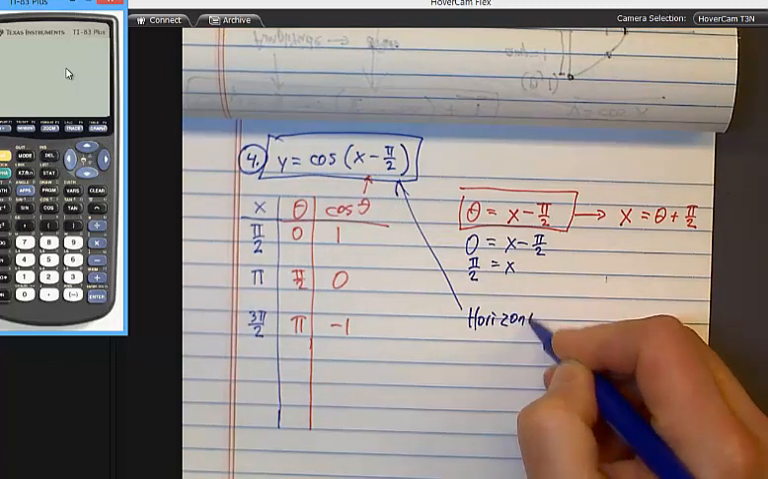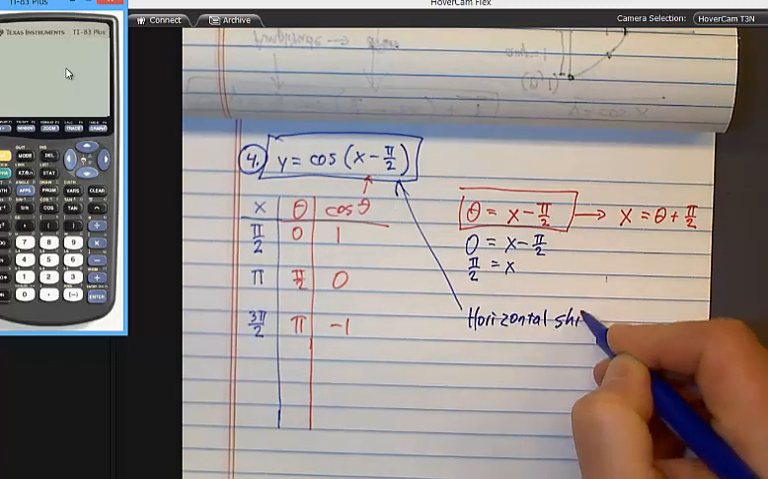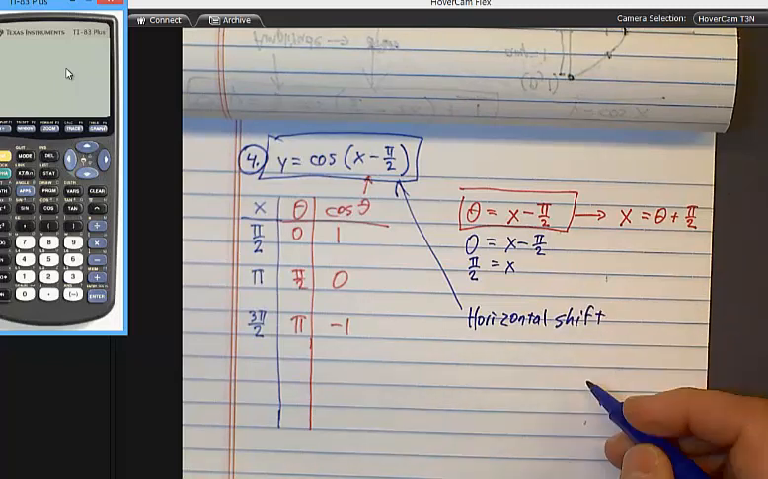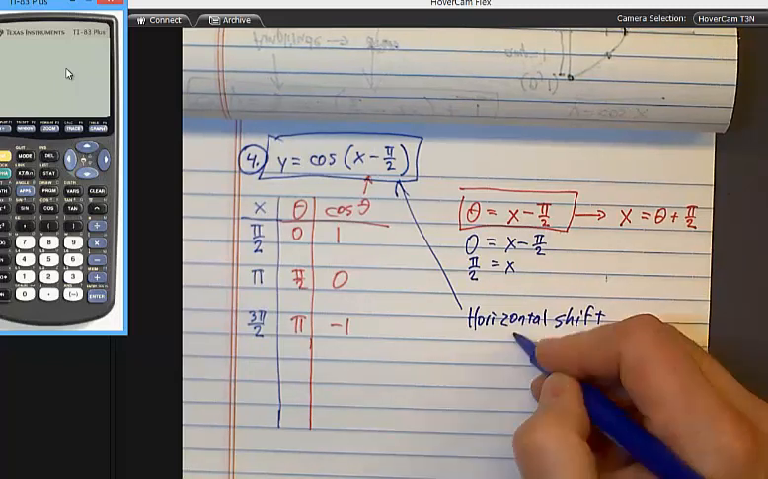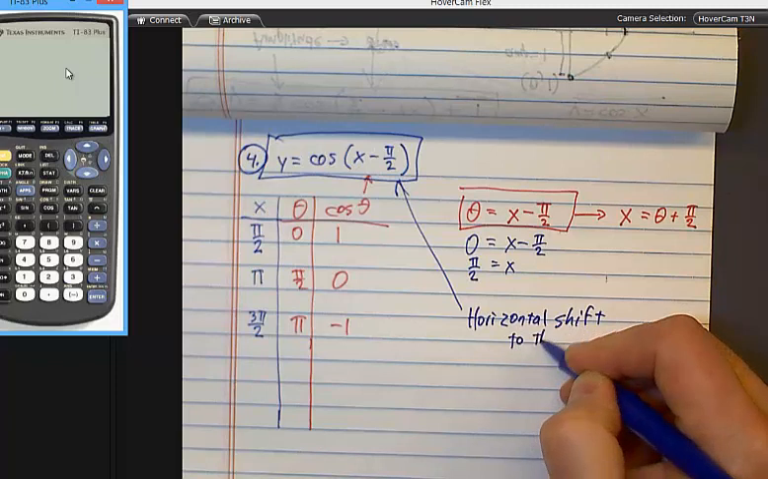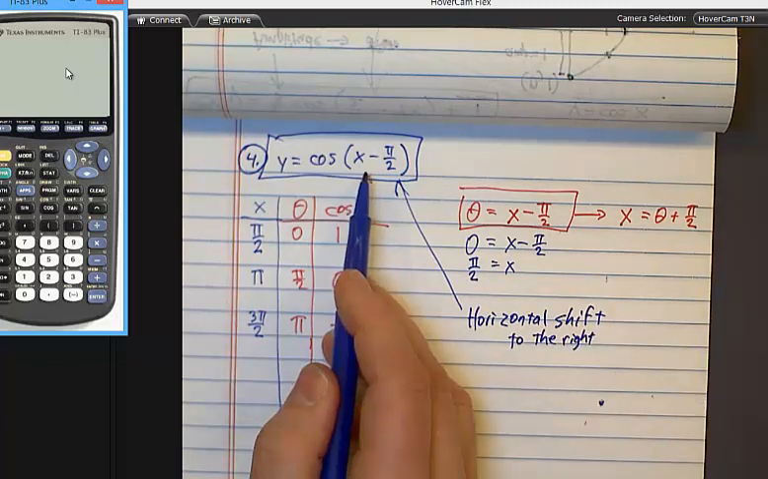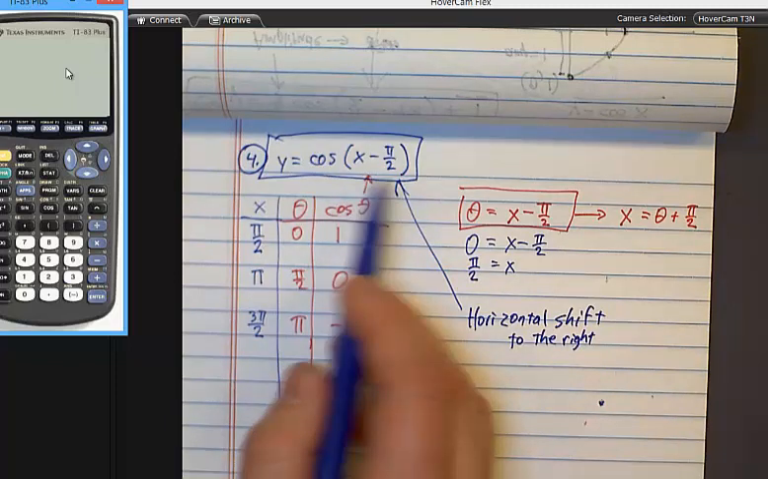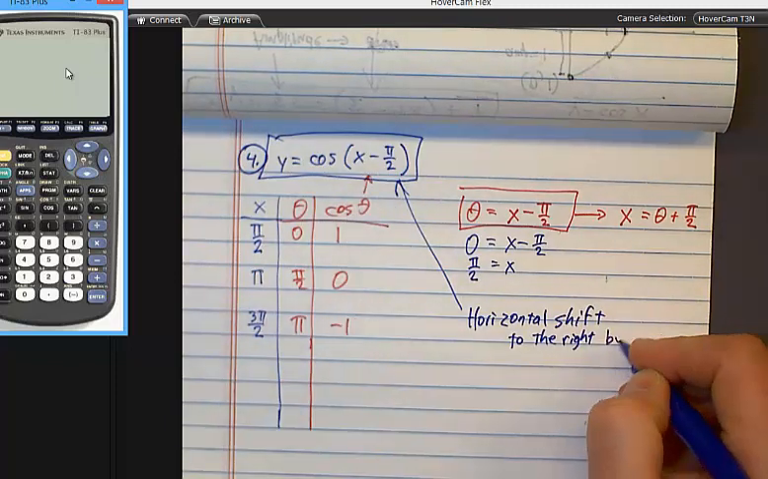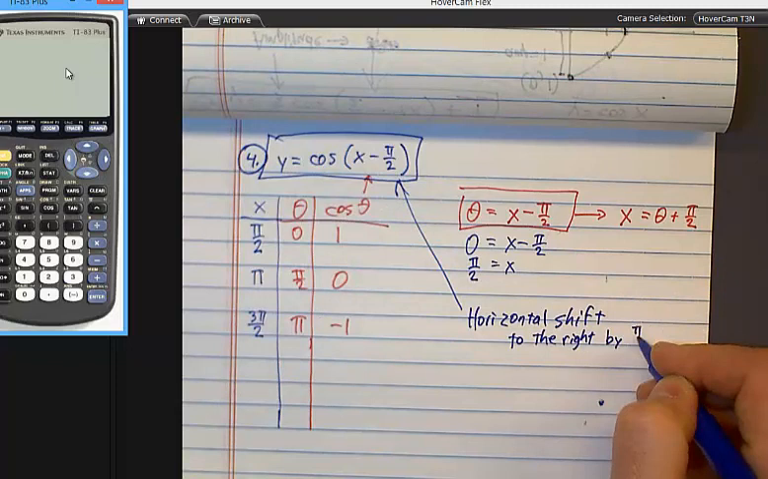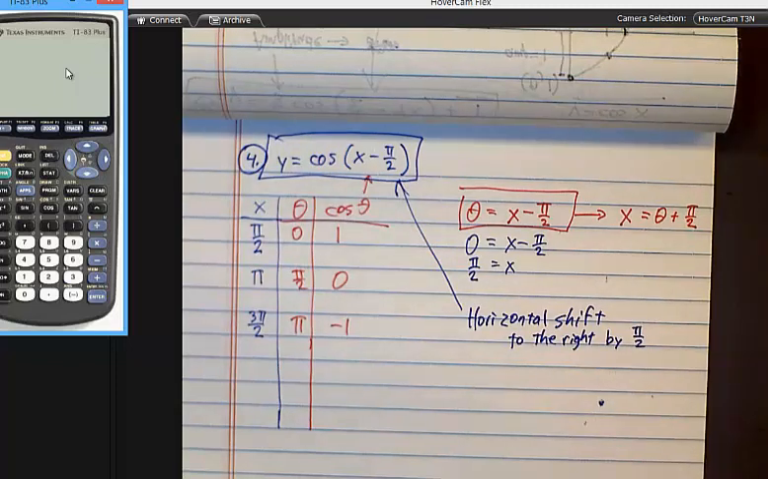And what you're going to notice is that this is, as you said, a horizontal shift. Which way, right or left? I think it's to the right, which is interesting because it says minus, but it's going to be a horizontal shift to the right by how much? Pi over 2. And when we do that with a wave, it's often called a phase shift.